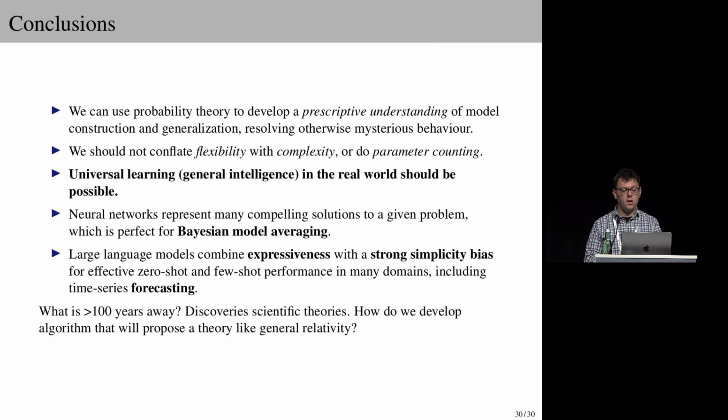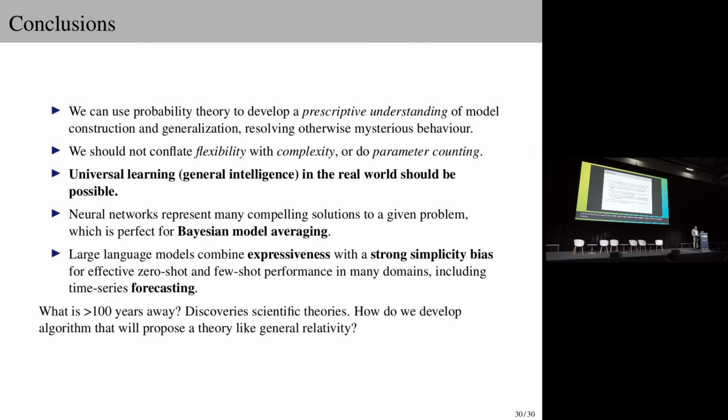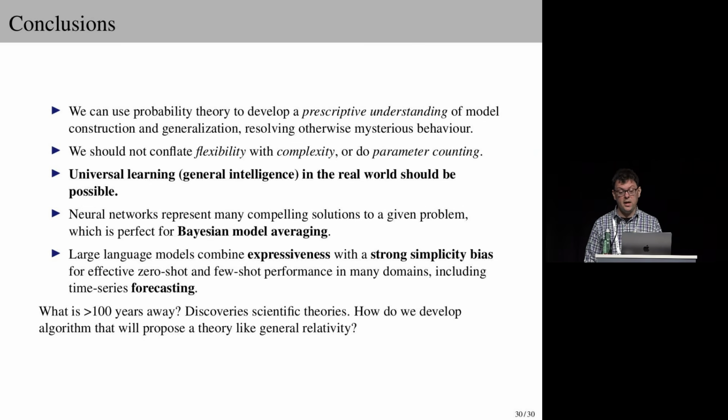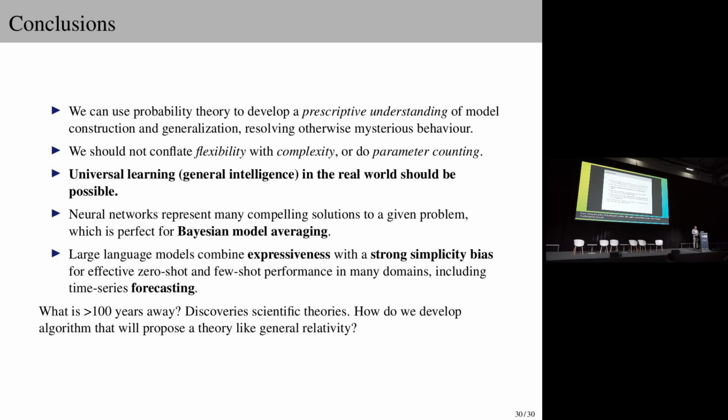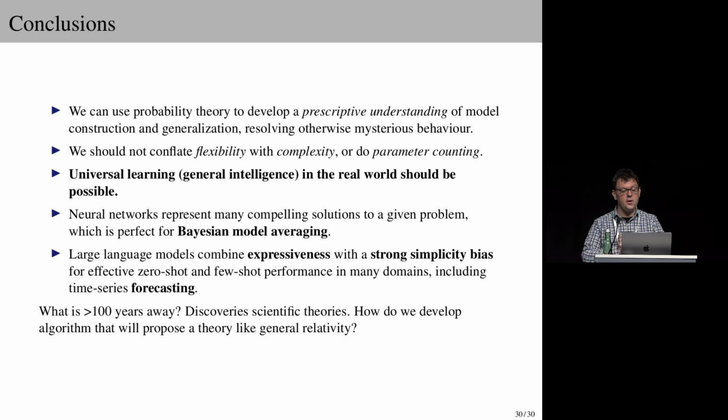Neural nets often represent many different compelling solutions to a given problem, which is a really natural setting for Bayesian model averaging. And I think there's especially a lot of promise in considering Bayesian approaches for these model classes. Language models really naturally encapsulate many of the prescriptions that we've been discussing: expressiveness with a seemingly strong simplicity bias, which enables really effective zero-shot and few-shot performance in many domains. I think it's still an open question where the simplicity bias comes from. There are a few hints related to what I discussed around flatness and how flatness is affected by how we parameterize our models. But I think this is a really exciting ongoing research area, trying to understand where this comes from and how we can control it.